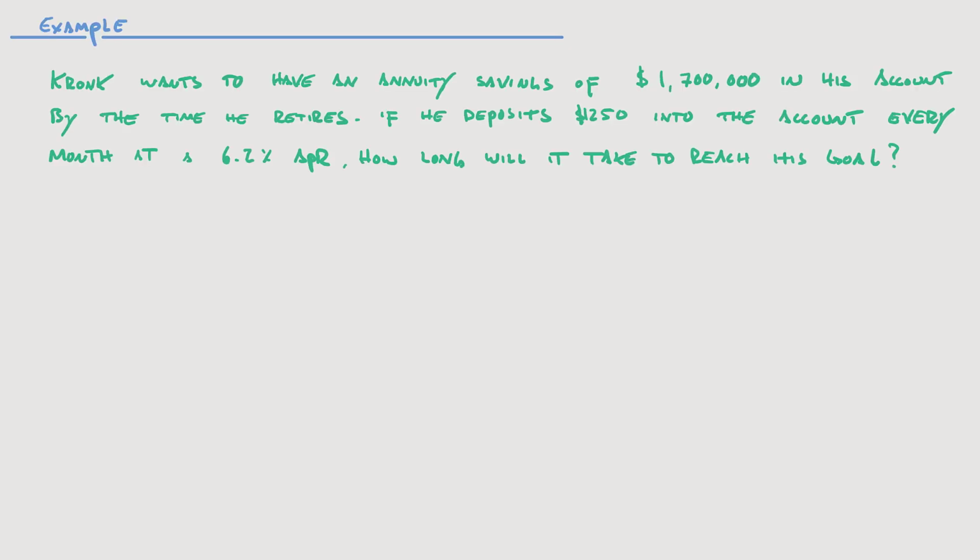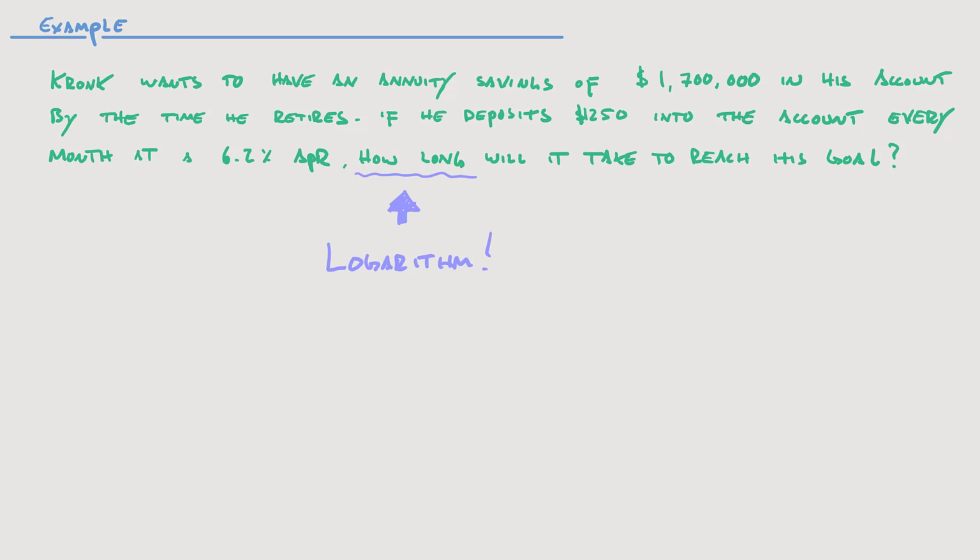All right, example number one. The only example. Kronk wants to have an annuity savings of $1,700,000 in his account by the time that he retires. If he deposits $1,250 into the account every month at a 6.2% APR, how long will it take to reach his goal?